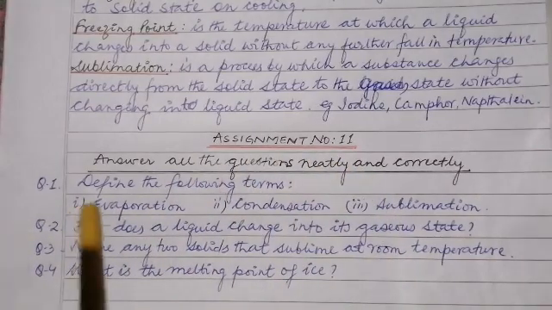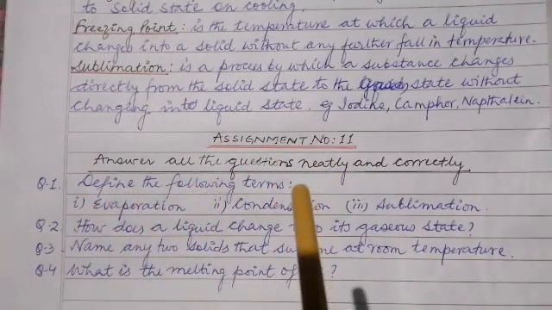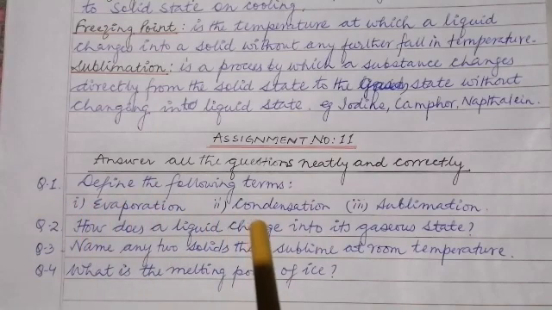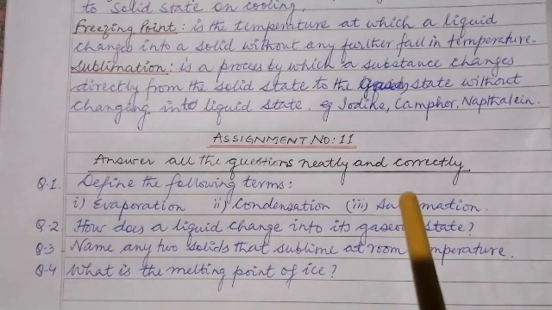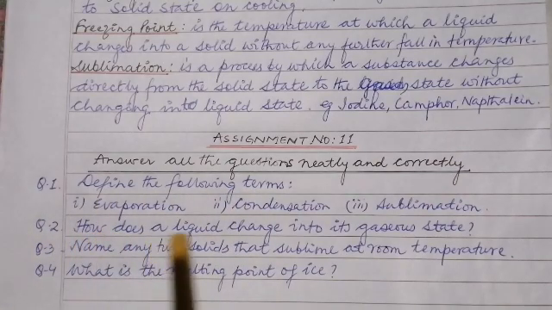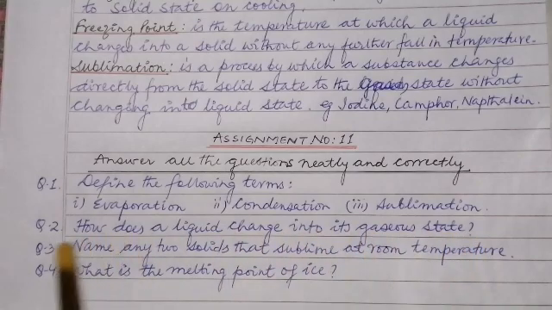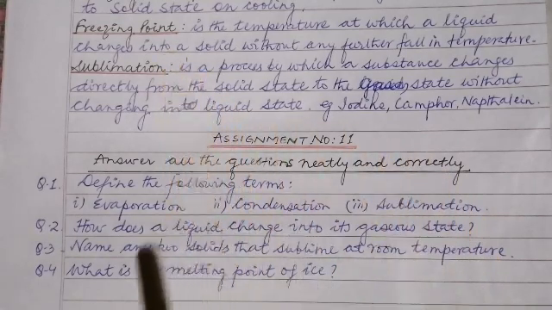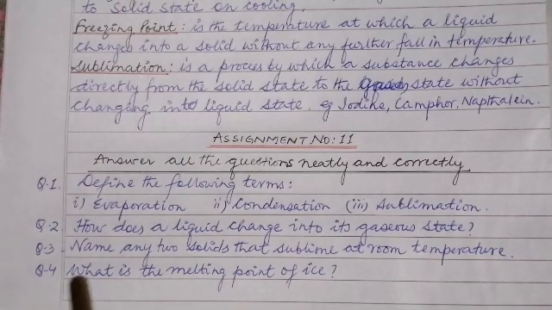Question number 1, define the following terms: evaporation, condensation, sublimation. I have just discussed them with you a while ago. Question number 2, how does a liquid change into its gaseous state? Very simple. Question number 3, name any 2 solids that sublime at room temperature, directly from the notes. And question number 4, what is the melting point of ice? I'm sure you know by now.